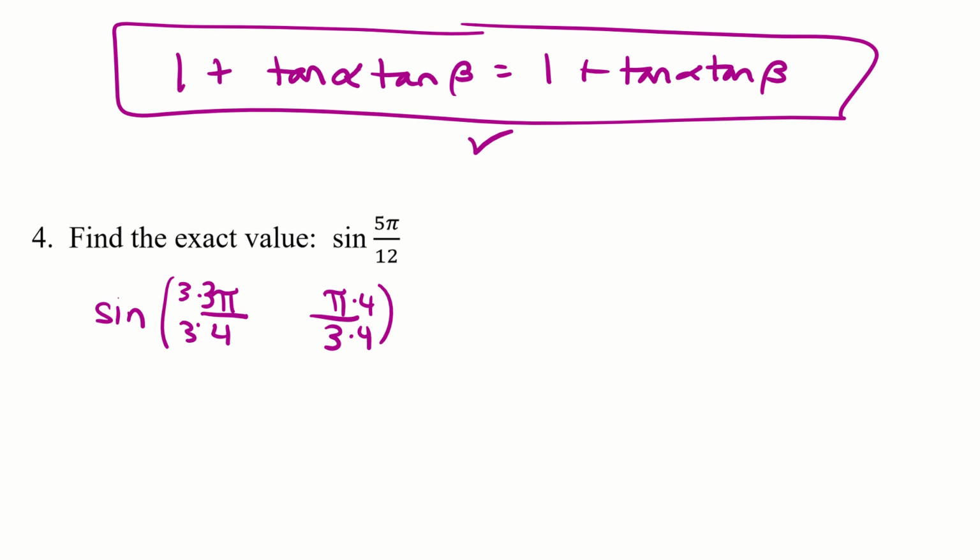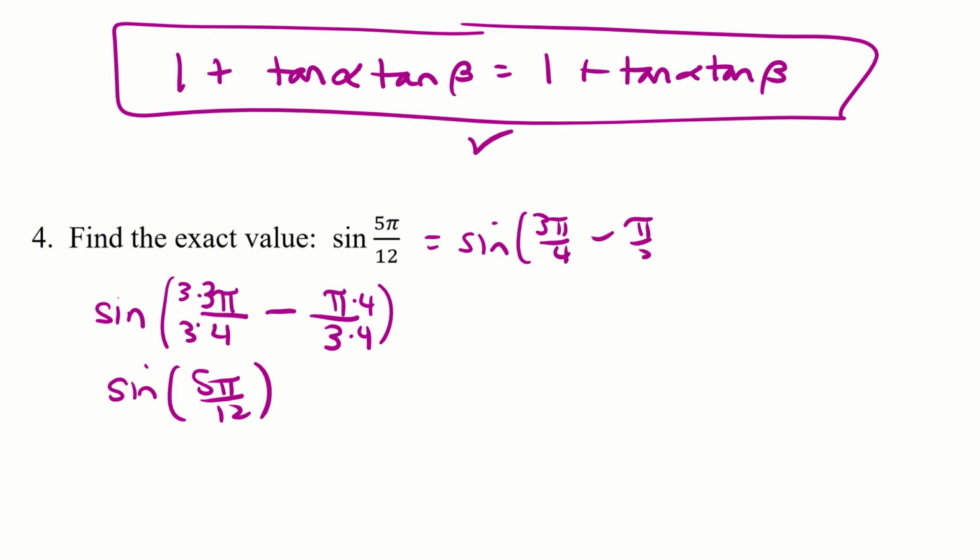Then when I enlarge this to get a common denominator, I'd get 9 pi over 12 minus 4 pi over 12, which would be the sine of 9 minus 4, which is 5 pi over 12. And that's what I'm looking for. So that's what I decided to do, is to really start off with the sine of 3 pi over 4 minus pi over 3. And when I get that common denominator and subtract, it ends up giving me the sine of 5 pi over 12 that I'm looking for.